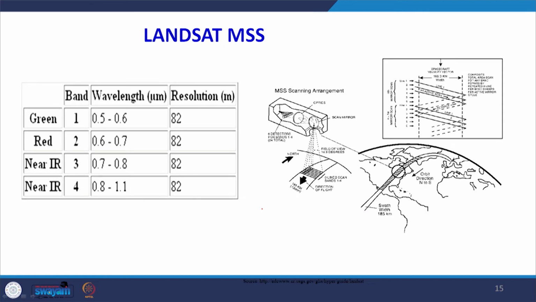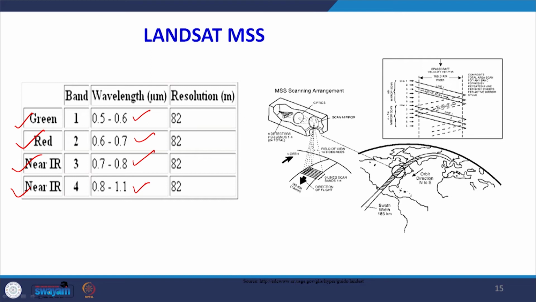If we look at the spectral wavelength region in which this MSS multispectral scanner was working, it was working in the green part of the spectrum, red part, near infrared part of the spectrum, and the wavelength range was 0.5 to 0.6, 0.6 to 0.7, 0.7 to 0.8 and 0.8 to 1.1 micrometer. So, about 80 meter resolution. So, we are getting the data.